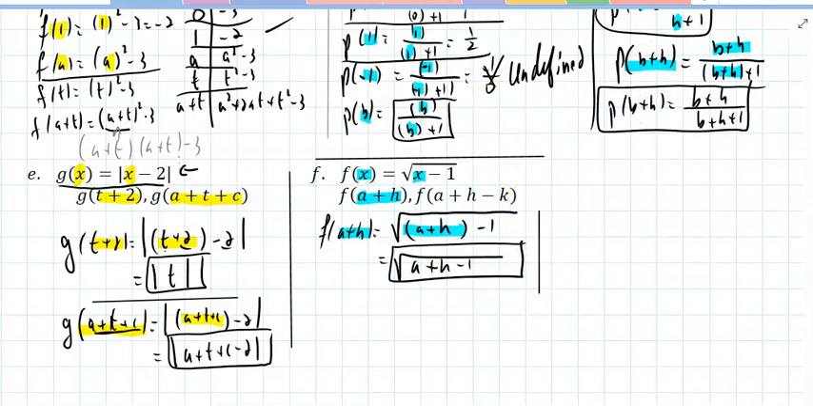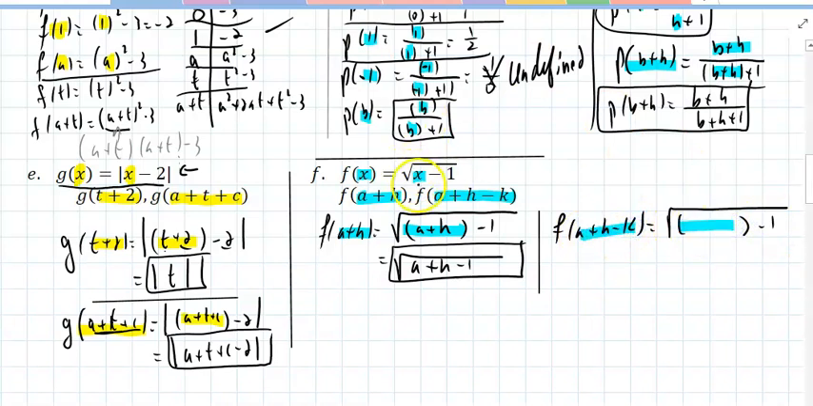And what if I wanted to find f of this? Well, it doesn't matter. All of these problems are the same. For this case, I'm going to take a square root minus 1. Whatever this is, I'm going to put right there. And that will be the square root of a plus h minus k minus 1. It doesn't mean much, but it doesn't have to.